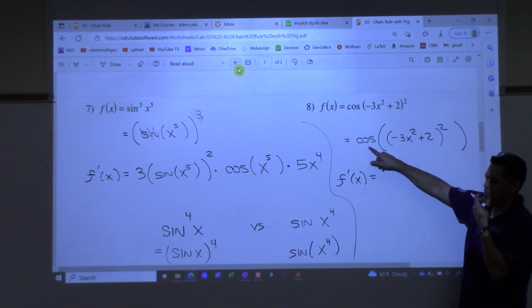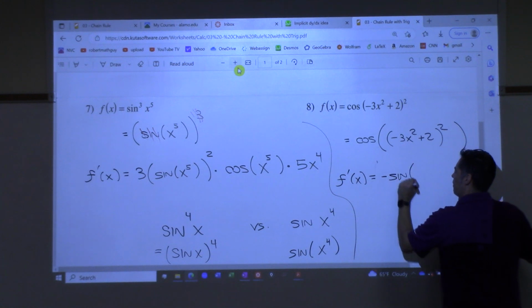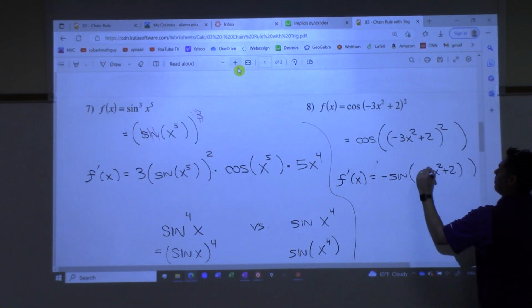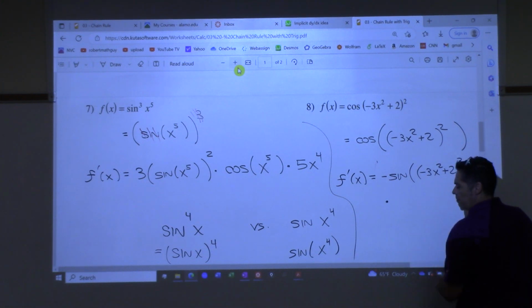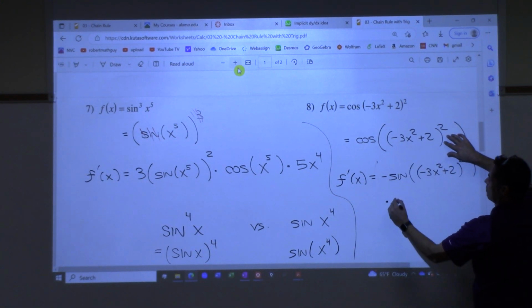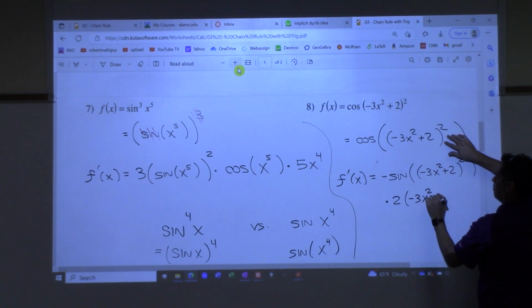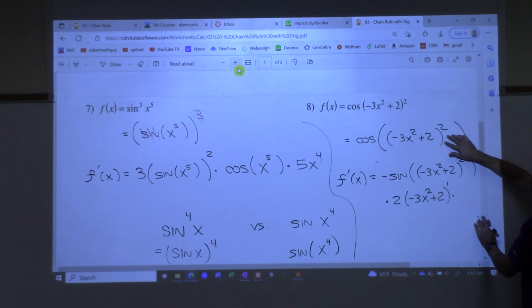What's the derivative of cosine? Negative sine. Negative sine, perfect. Negative sine of 3x squared plus 2, to the power 2. Perfect. See, we didn't touch the argument. We just did the outer layer first. Good job. Times, you want to keep going? Times 2 times negative sine of 3x squared plus 2 to the power 1. Okay, I'm going to put the 1 there. We don't need it, but I'm going to put it there. And then times negative 6x.